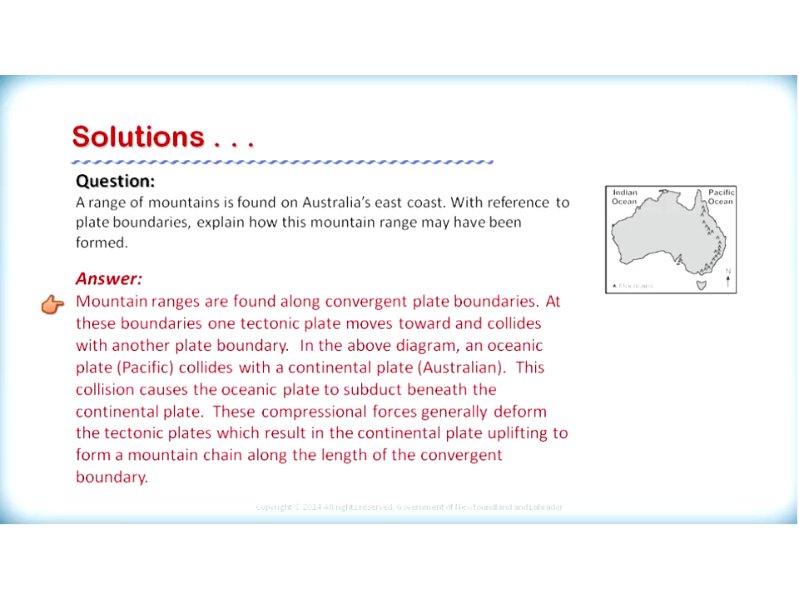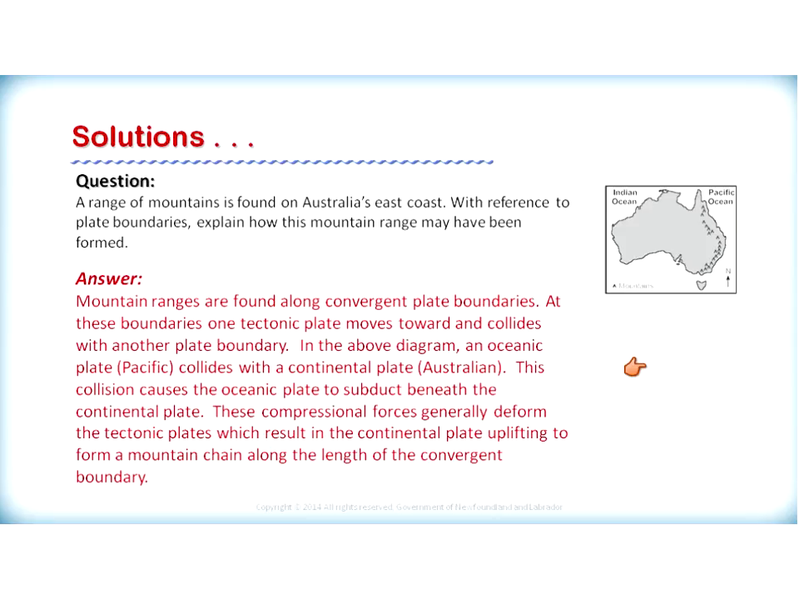So when we look at the answer, we can see that mountain ranges are found along convergent plate boundaries. So here we refer to the type of boundary. So mountain ranges are found along convergent plate boundaries. At these boundaries, one tectonic plate moves toward and collides with the other plate boundary, generally by compression forces.